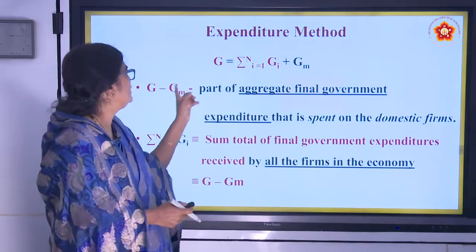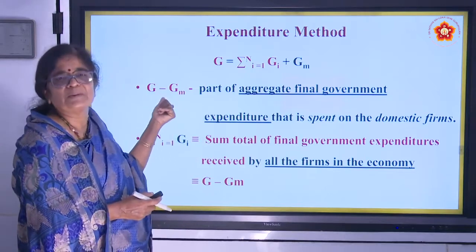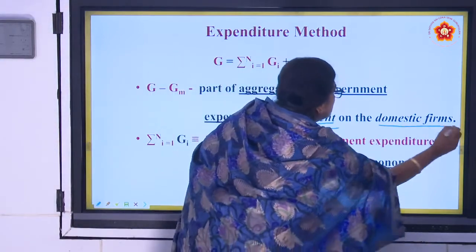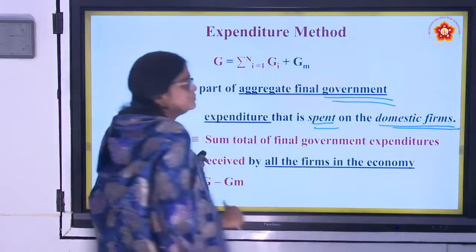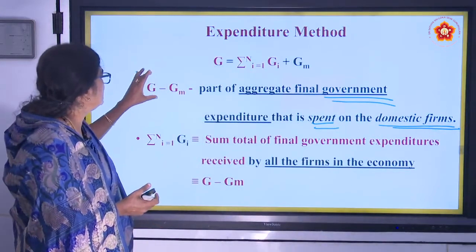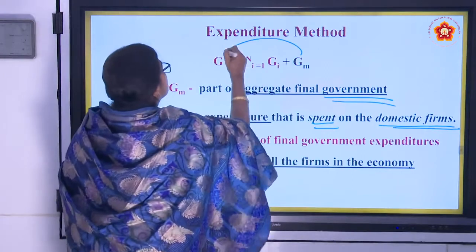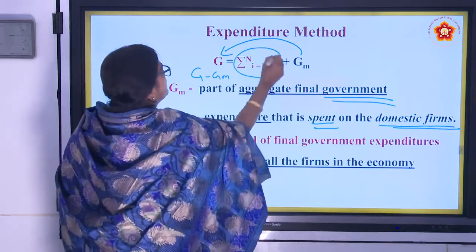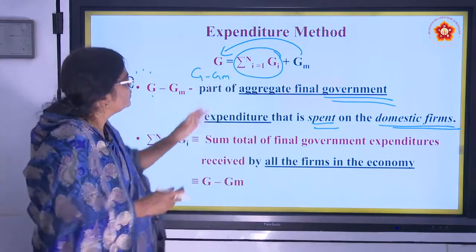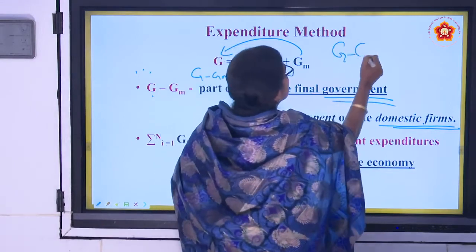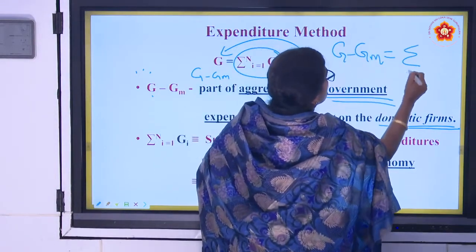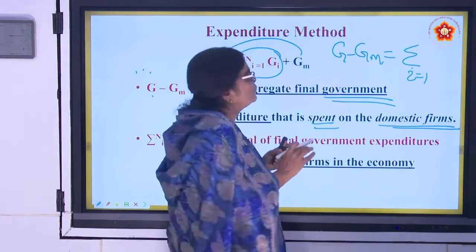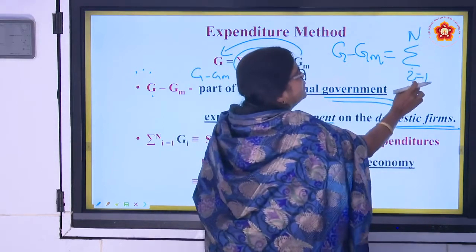And G minus GM, you can say, is the part of the government expenditure spent on domestic firms, the expenditure that is spent on domestic firms by the government. If you take the total government expenditure and deduct GM, that means you take it to this side, it will come G minus GM. Then this will remain. Therefore, you have to understand very clearly that G minus GM is equal to the summation, since our economy has n number of firms. Therefore, for total firms, you have to write 1 to n.